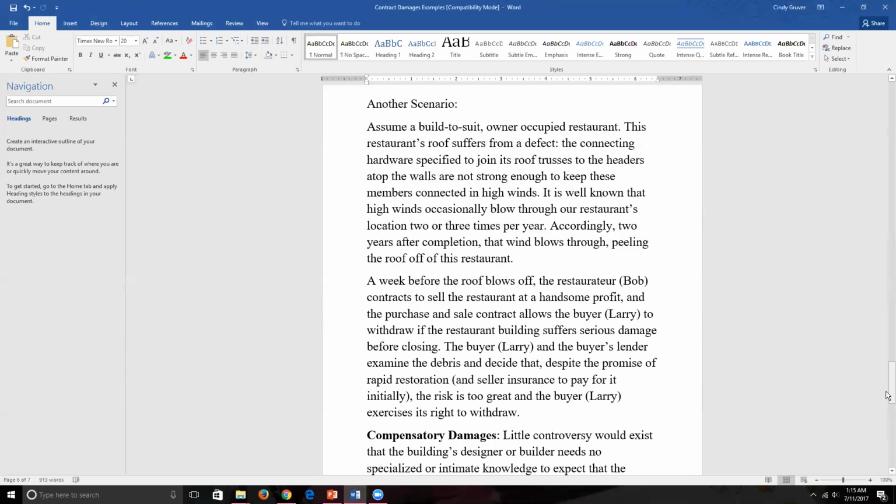And so the buyer, Larry, comes and sees the restaurant in this disaster condition and says, wait a second, I don't think I want to buy this place after all. This is too risky. There seems to be some design problems with this building. I'm backing out. And in fact, the contract that Larry had entered into with Bob allowed Larry to back out of the transaction.